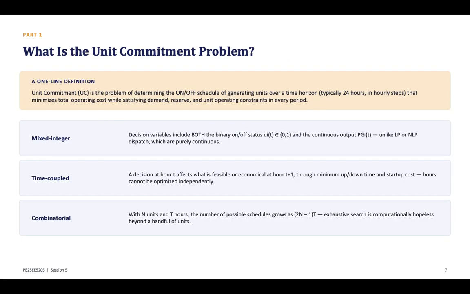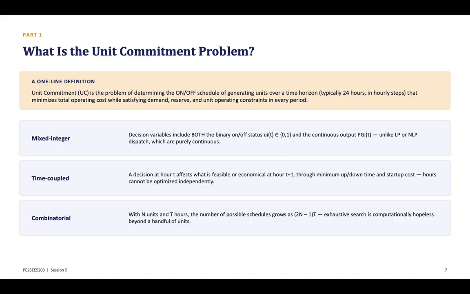So now the question is, what is the unit commitment problem? The one line definition, as you can read from the slide there, contains three ideas that should be separated. First, the schedule extends over a time horizon, commonly day ahead in hourly intervals. Second, the objective is economic. The schedule should minimize total operating cost. Third, the schedule must remain feasible under both system level and unit level restrictions.